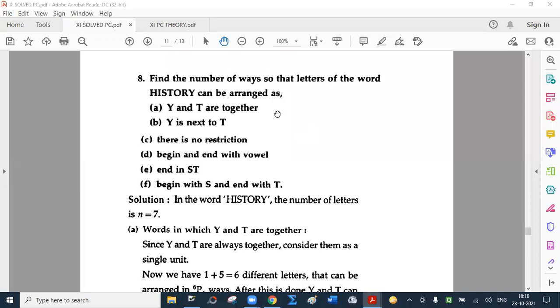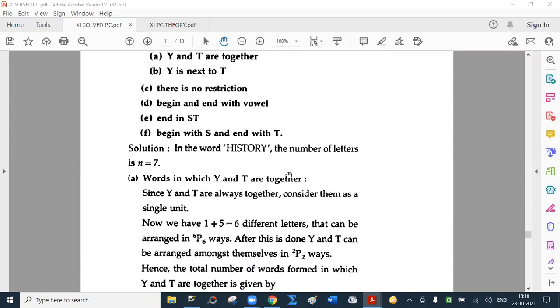Actually, this sum was given for homework, but let us discuss the solution. Find the number of ways so that letters of the word HISTORY can be arranged as: first, Y and T are together; second, Y is next to T; third, there is no restriction; fourth, begin and end with a vowel; fifth, end in ST; and sixth, begin with S and end with T. Now, in the word HISTORY, the number of letters is 7.